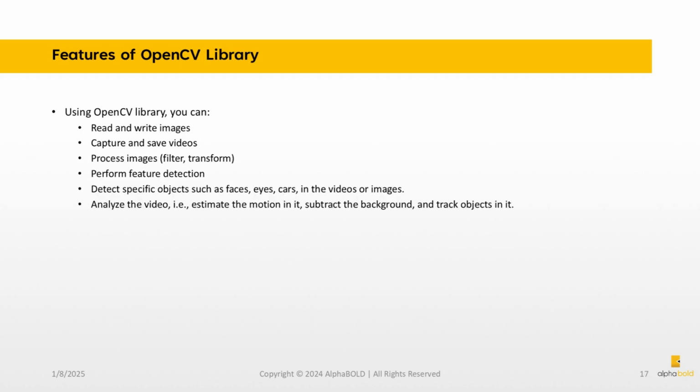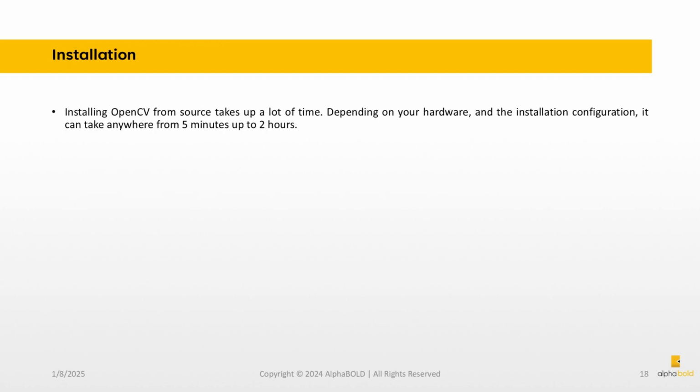Using the OpenCV library, you can read and write images, capture and save videos, process images, filter, transform, perform feature detection, detect specific objects such as faces, eyes, cars in videos or images, analyze the video, i.e., estimate the motion in it, subtract the background, and track objects in it. Installing OpenCV from source takes a lot of time, depending on your hardware and the installation configuration.